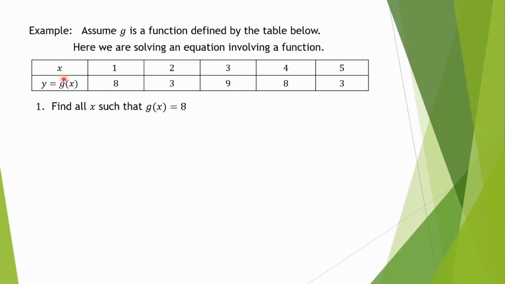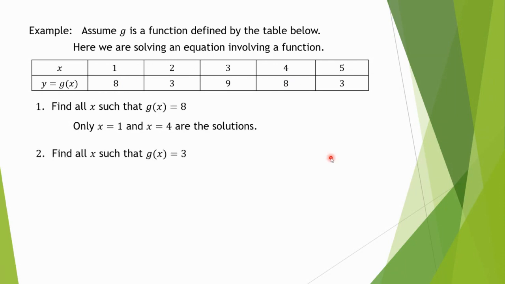Well, in our y row, we have 8 over here, and that gives us 1. So we know 1 is an x value. We also have 8 over here, and that corresponds to 4 as our x. So g of 4 is also 8. So what x values give us a y value of 8? When x is 1, we get 8. When x is 4, we get 8. So 1 and 4 are the only solutions.